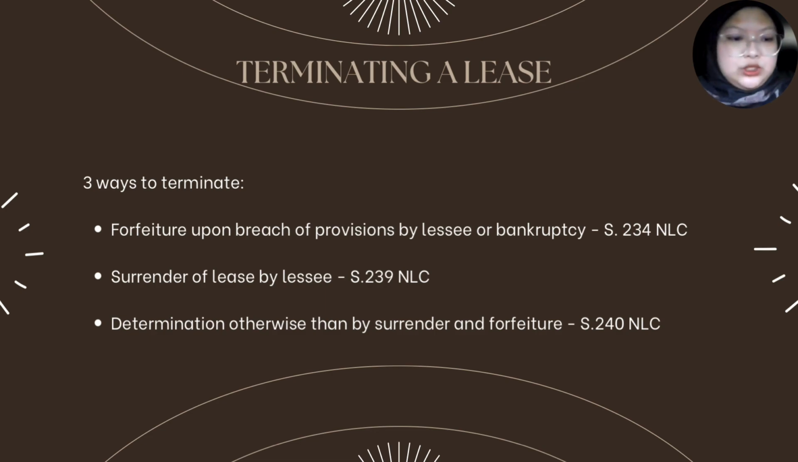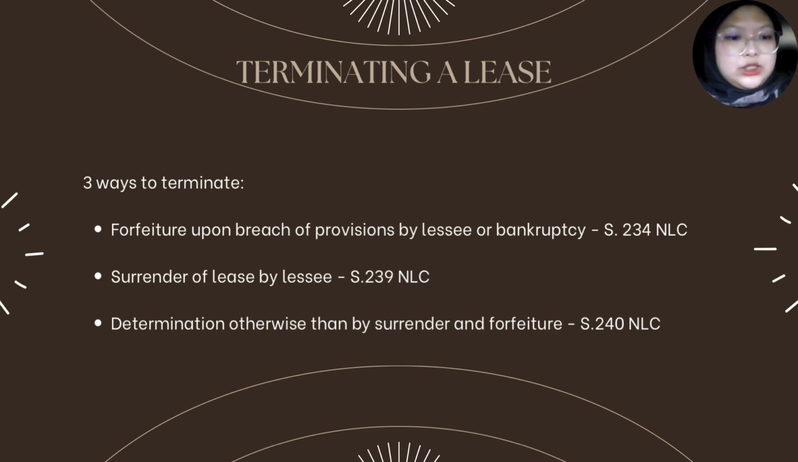We'll start with the first one, which is forfeiture upon breach of provision by lessee or bankruptcy. This means that the contract or the agreement of that lease will be terminated or forfeited when there is a breach of provision, when you cross certain rules that you weren't supposed to do, and from there results in damages and hurt. Or aside from that, it can also be because you are going bankrupt, or there is insolvency in your financial statements or a financial crisis. When those two happen, automatically the lease is terminated.